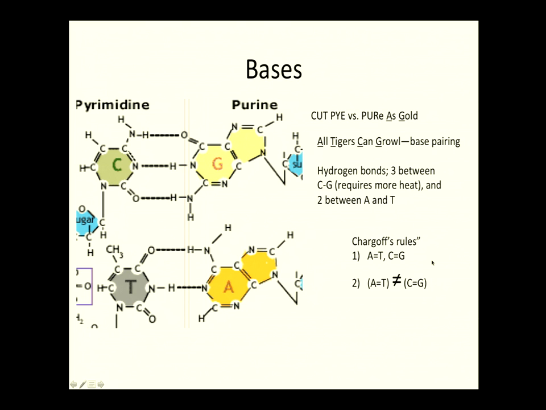It's very simple. We have Chargaff's rules, which is associated with bases, and it says that the number of A's equals the number of T's, and the number of C's equals the number of G's, right? But the combination of A and T is not equal to C and G, right? Pretty simple, not so hard. Any questions on this? We good?